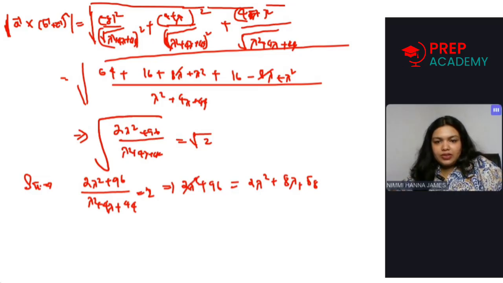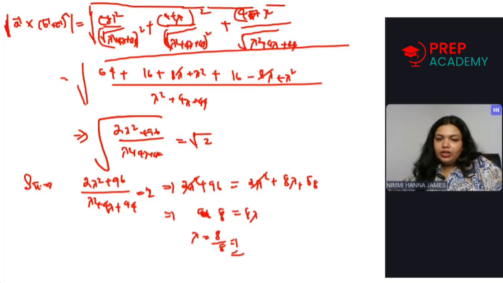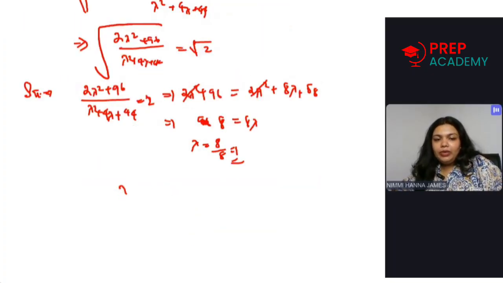Now this 2 lambda square and 2 lambda square get cancelled, and here we have 96 minus 88. So that is 8 is equal to 8 lambda. So lambda is equal to 8 by 8. So we get 1. So we got the value of lambda is equal to 1. That is what we wanted to find.